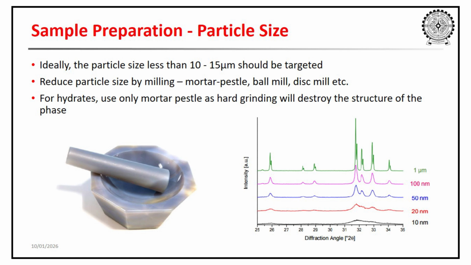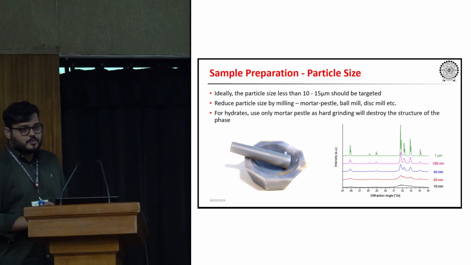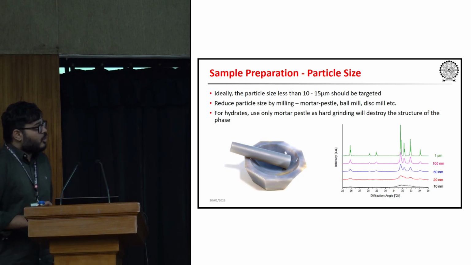And the particle size. This is another question which we frequently get: does the particle size of the powder have an impact? Yes, the particle size does have an impact. Ideally the particle size should be less than 10 to 15 microns. That should be our target particle size. You could try to reduce the particle size by milling using a mortar, pestle, ball mill, disc mill, etc.